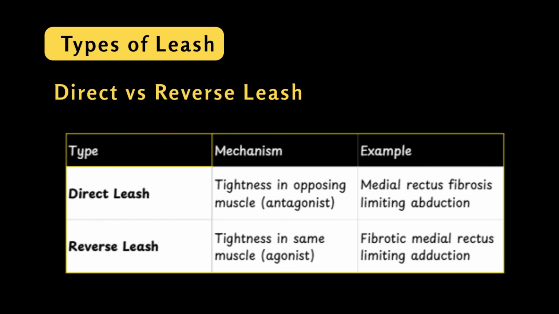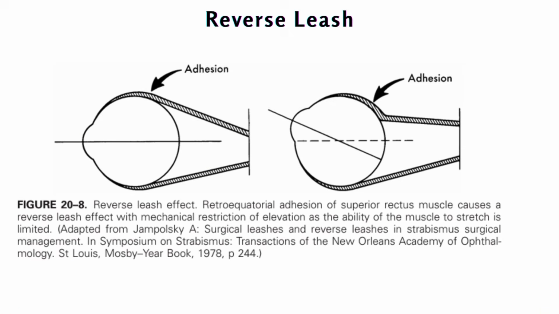In the direct leash, the antagonist develops scarring and shortens. For example, after a lateral rectus palsy, the medial rectus shortens and limits the abduction. Reverse leash is when the agonist muscle itself becomes fibrotic, restricting motion in its own field of action. For instance, fibrosis of the superior rectus preventing upward movement. Okay, so that's a reverse leash effect. The same example has been shown here in this picture.